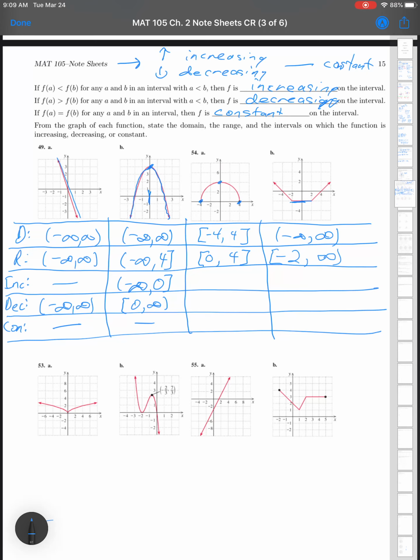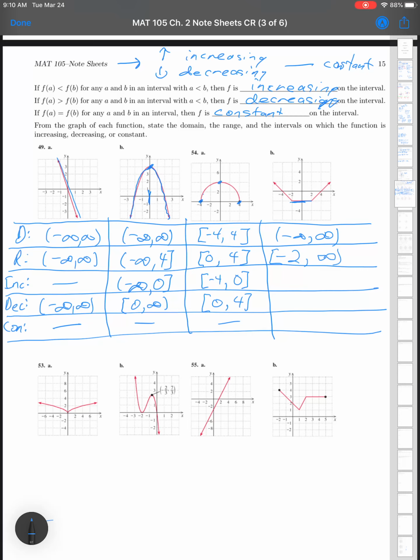Similarly, this one is similar to the one before it. I start by going up, but in this case, I start at -4, and I increase once again until I get to an x value of 0. And then from that x value of 0 to +4, I'm going down. And once again, there is no constant.